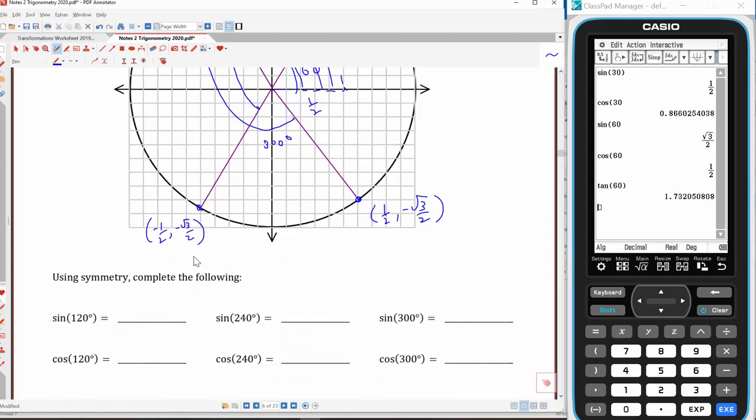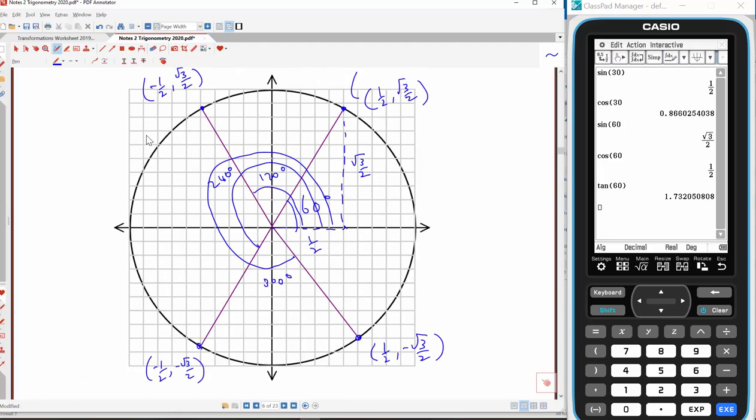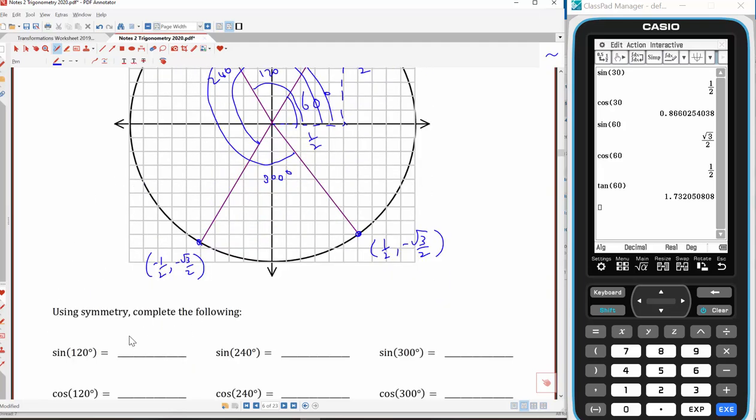Okay, so we can fill these in accordingly. So the sine of 120 is the y value at 120 degrees. That's going to be root 3 on 2. Over here, it's going to be negative root 3 on 2. And over here, it's going to be negative root 3 on 2. The cosine rather of 120 is going to be negative a half. It's still going to be negative a half at 240, and then it becomes a half again at 300.